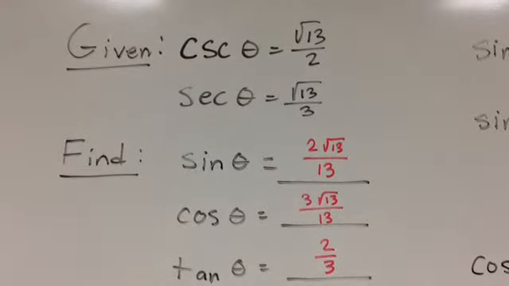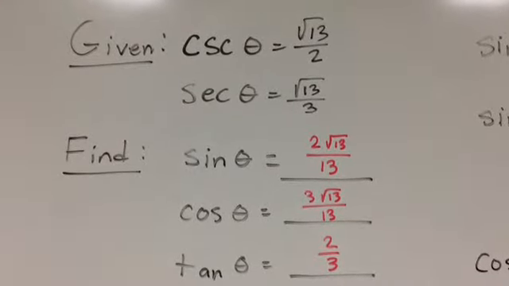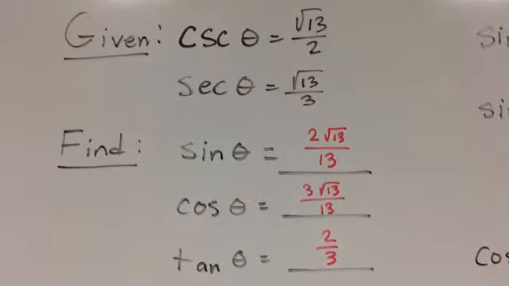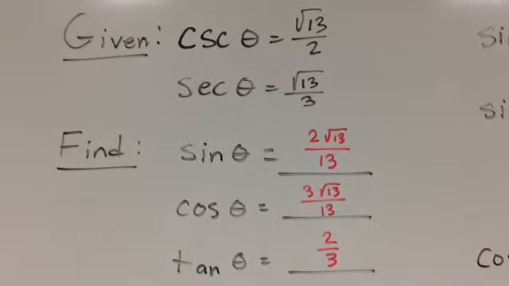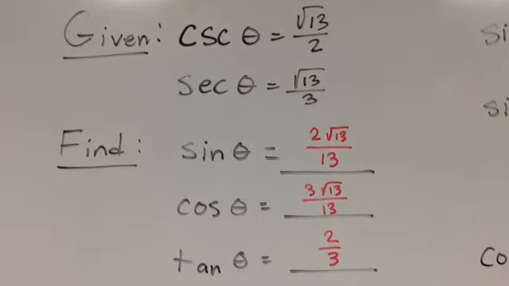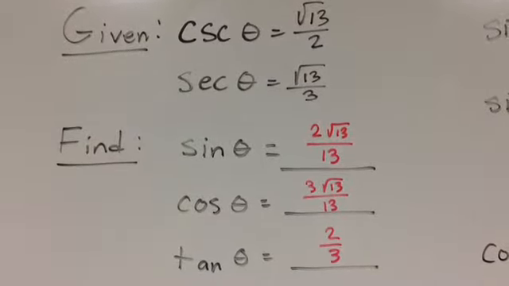Therefore, the answers to the original problem: sine of our angle theta is 2 square root of 13 over 13. Cosine of our angle theta is 3 times square root of 13 over 13. And tangent of our angle theta is 2/3.